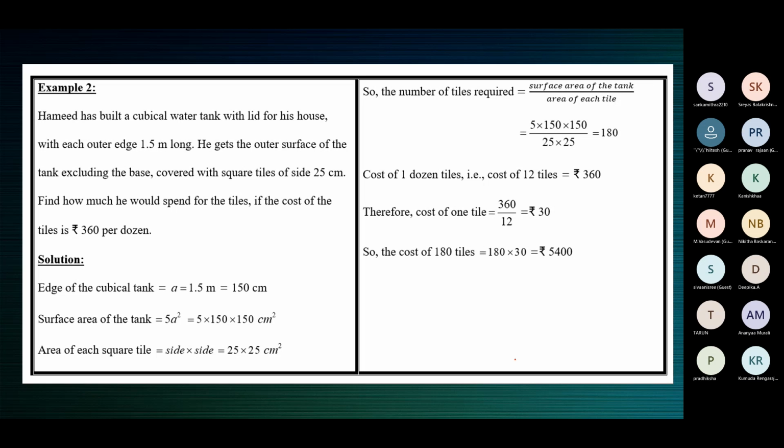The surface area divided by the area of one tile will give you the number of tiles, and then multiply by the rate. One tile is 30 rupees. So 180 tiles will be 180 into 30, 5,400 rupees.